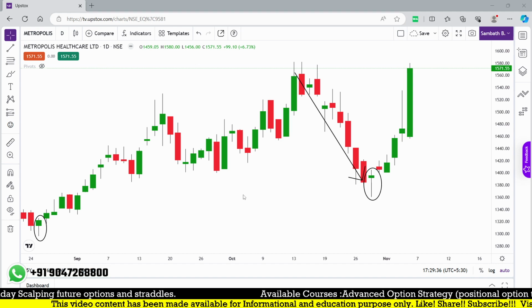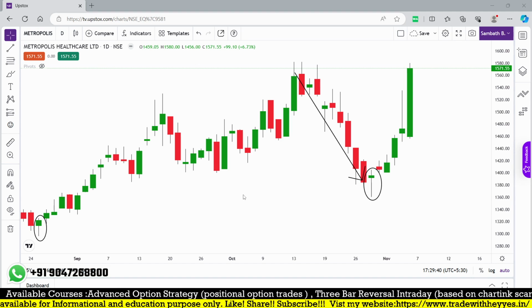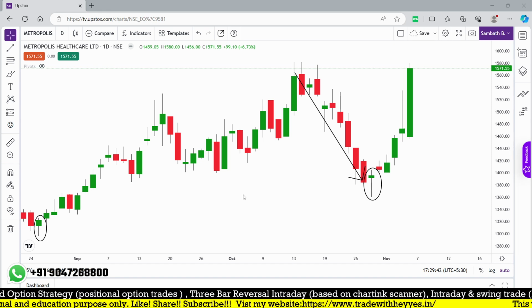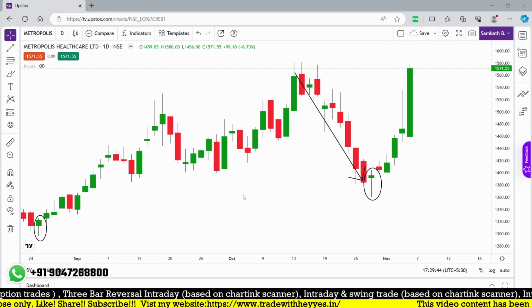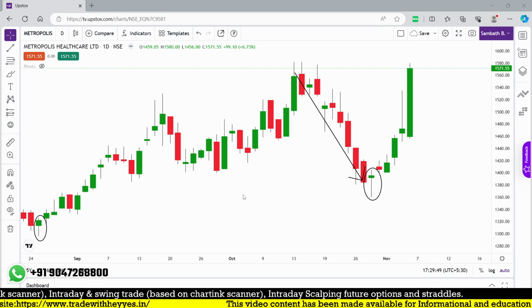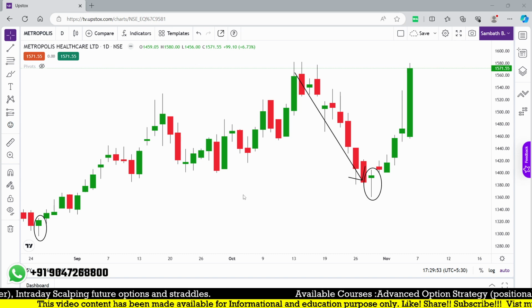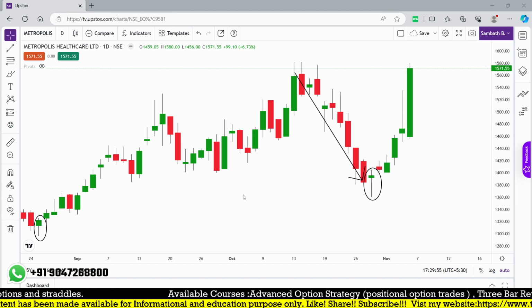How do we find such stocks with our scanner? We need to create a scanner in Chartink. It's a tool to find trade opportunities, or to find stocks forming such a pattern very easily. After finding the stocks, we can decide whether to go for a trade or not.